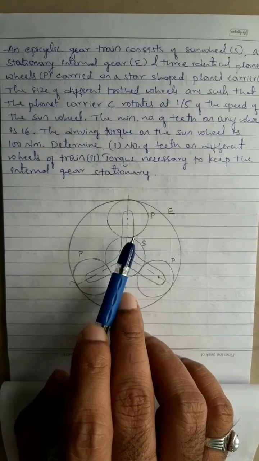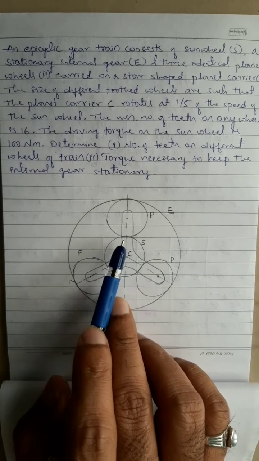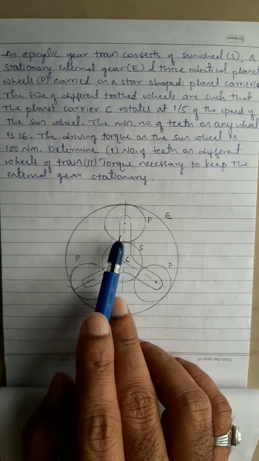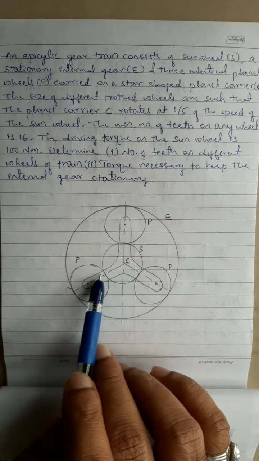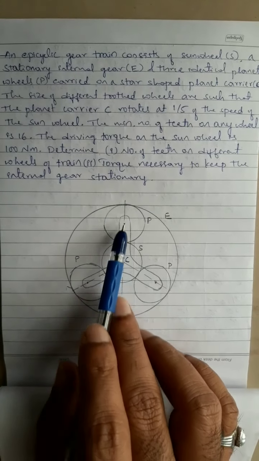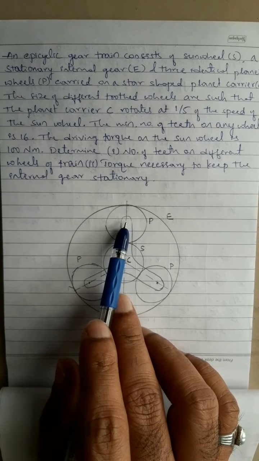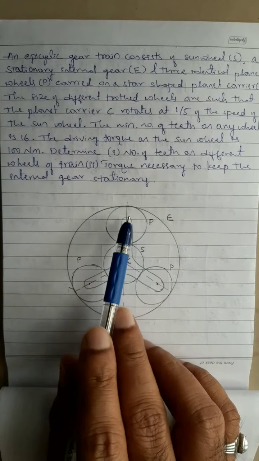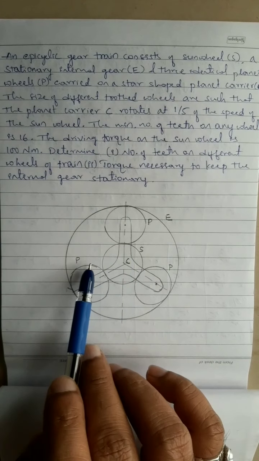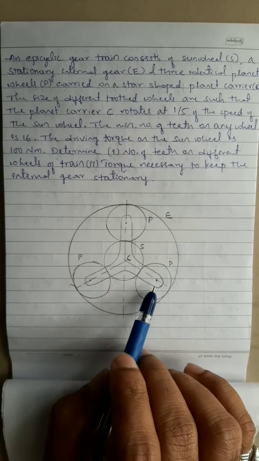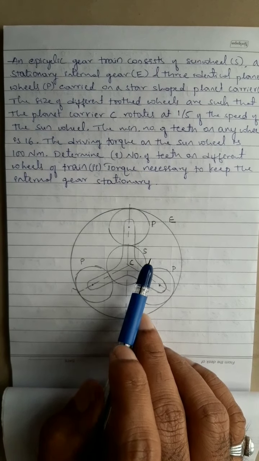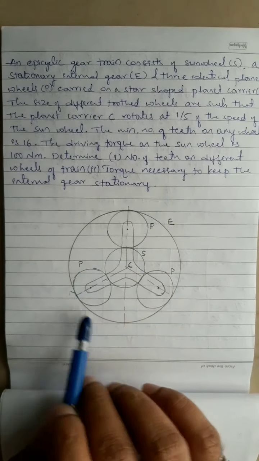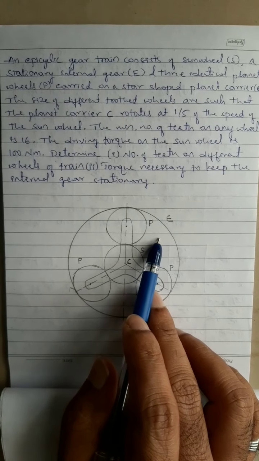So here we have the star-shaped planet carrier C. So this is the planet carrier C, and we have planet wheels P. So we have 3 planet wheels P and a sun wheel S and a stationary internal gear E.